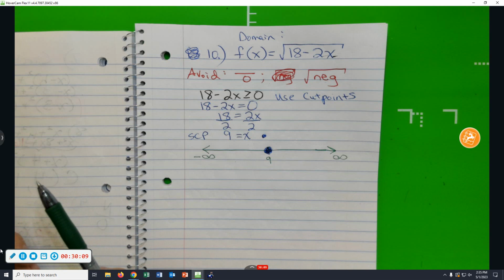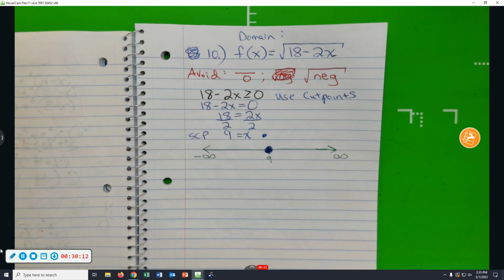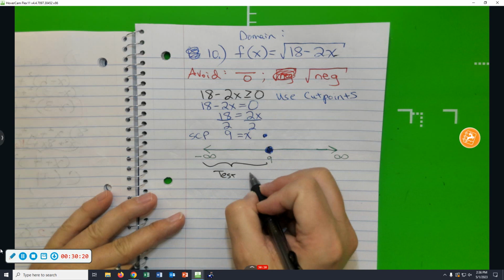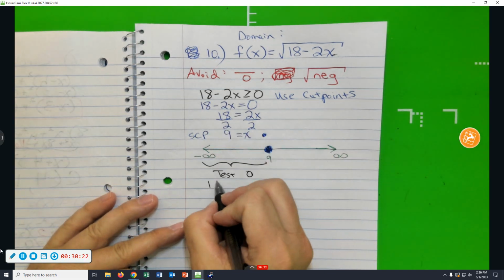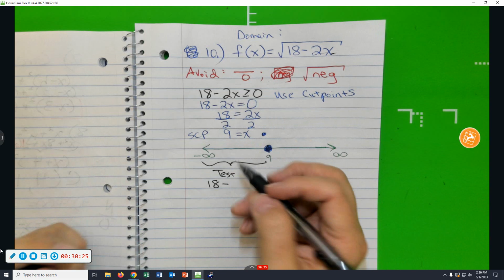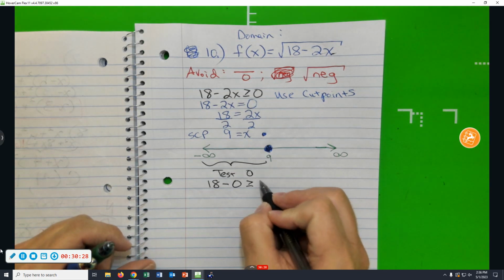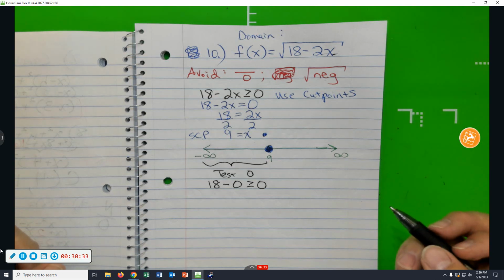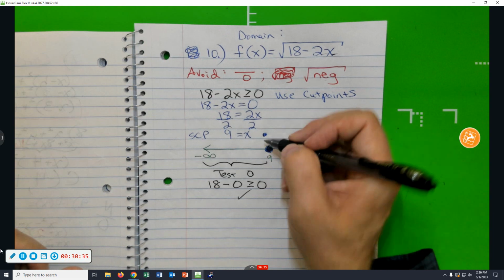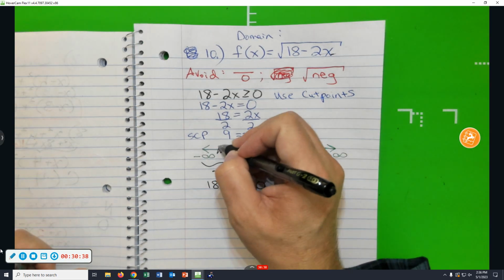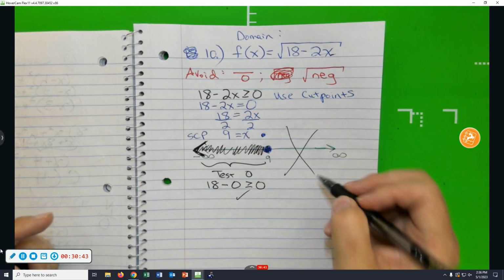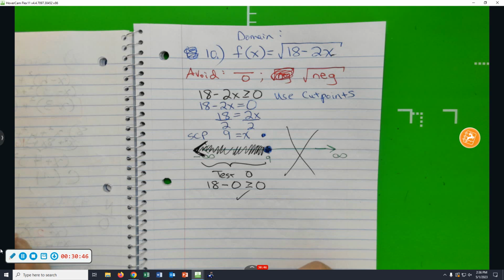How will we decide? Which interval contains 0? Interval 1 or interval 2? Okay, so we're going to test 0. That's going to give us 18 minus 2 times 0 is 18, which is greater than or equal to 0. 18 is bigger than 0. True or false? True. So that means we cross out the other side. If we tested 10, it would have been false.